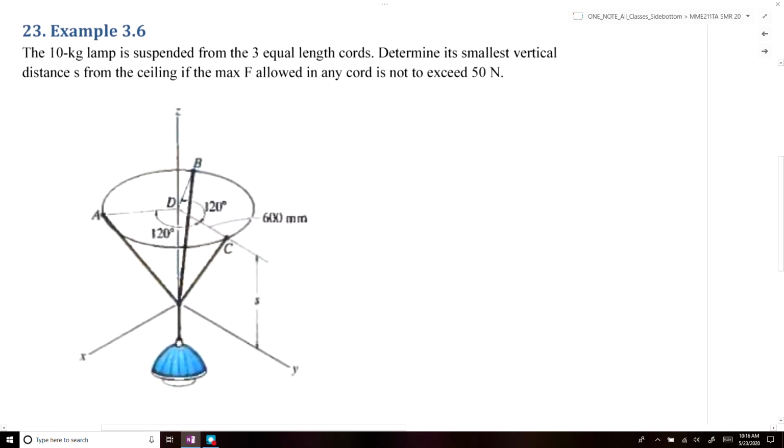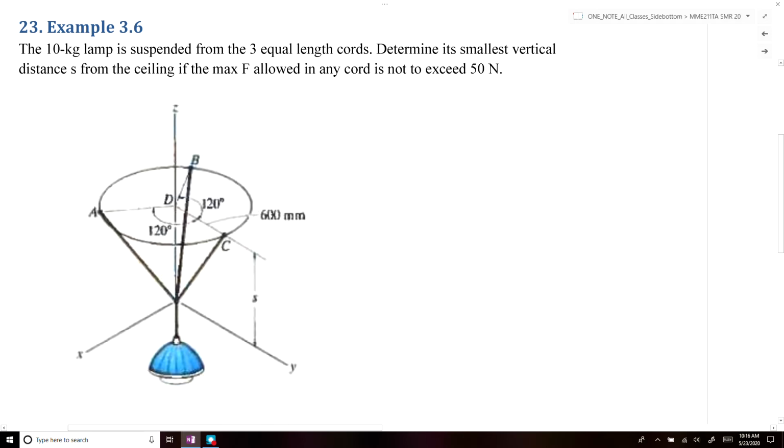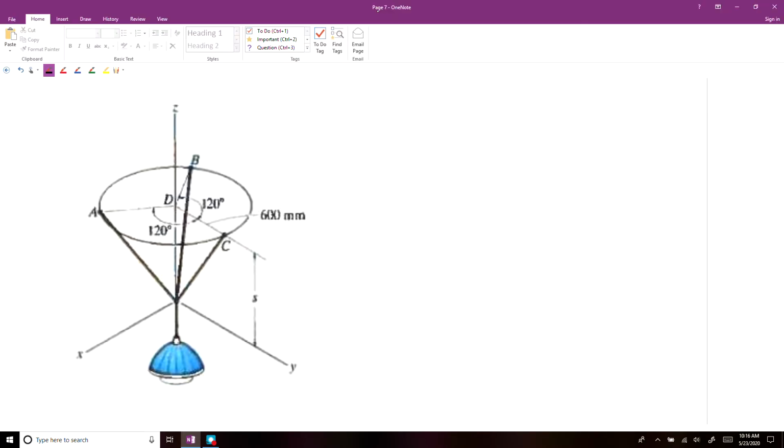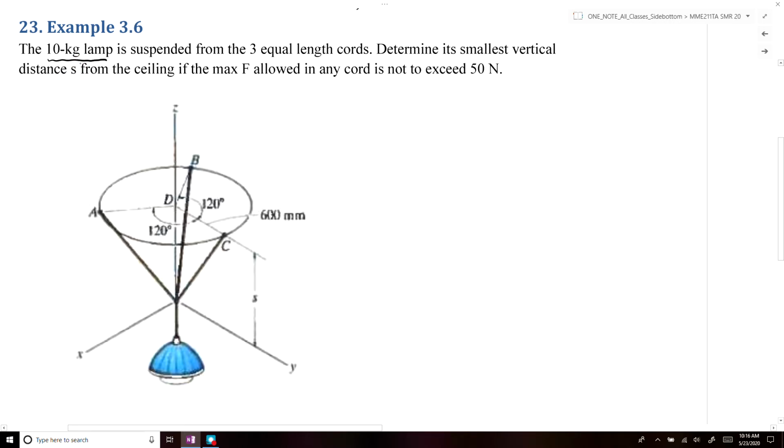Alright, so in this example problem, we're given a 10 kilogram lamp that is suspended from 3 equal length cords. I'll call this point O, our origin, and the cords would be OA, OC, and OB. We're asked to determine the smallest vertical distance S from the ceiling if the max force in any cord is not to exceed 50 newtons.